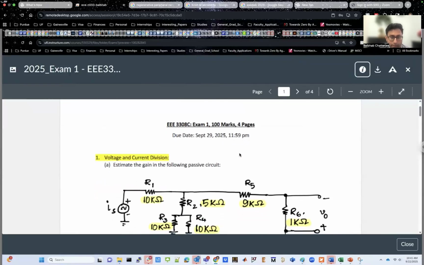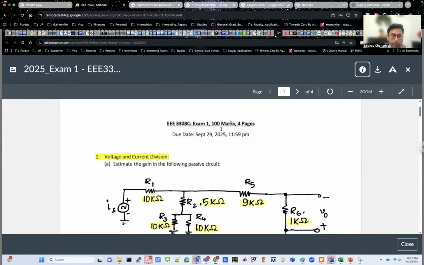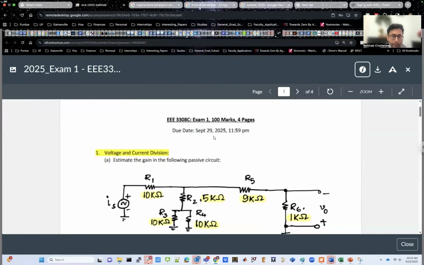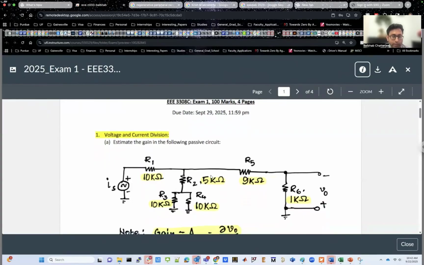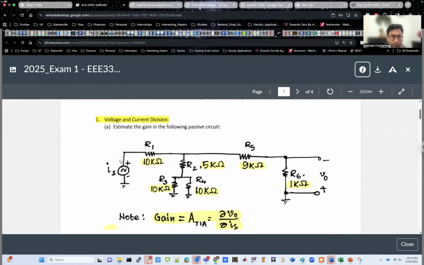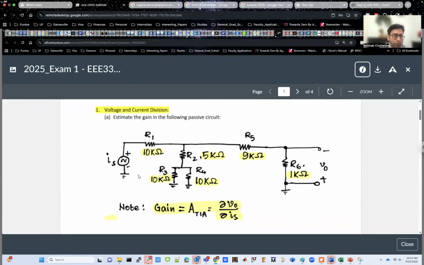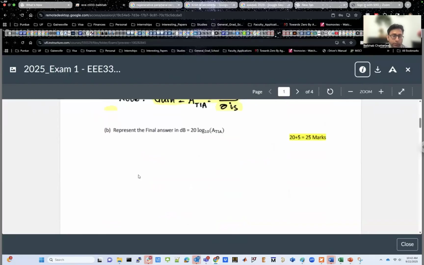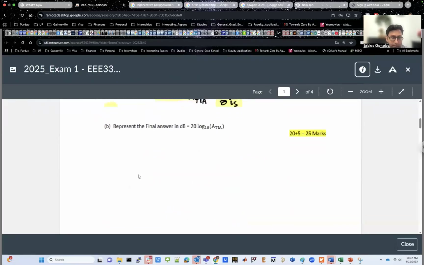It's a 100-mark exam, and there are 4 questions over here, and the due date is September 29th. The first question is a very simple gain calculation. If you have an input current source over here, and your output is a voltage, then you're trying to find out the gain of the output quantity over the input quantity, so basically output voltage over input current. This is eventually a transimpedance gain that you're interested in, because you're interested in a voltage over current quantity. So please find that out. What would be the gain for the following passive circuit? Of course, the gain will be less than 1 because it's a passive circuit.